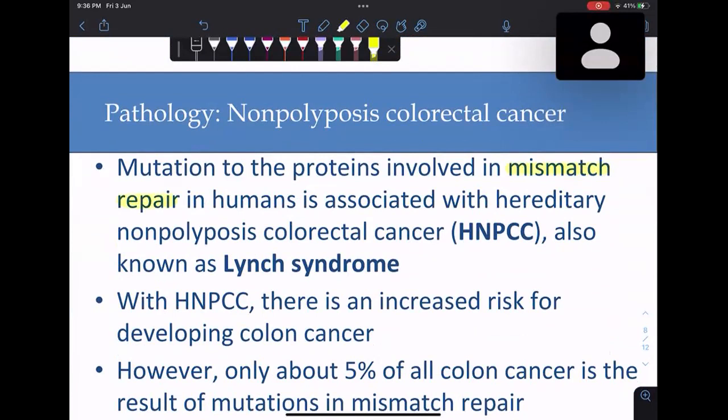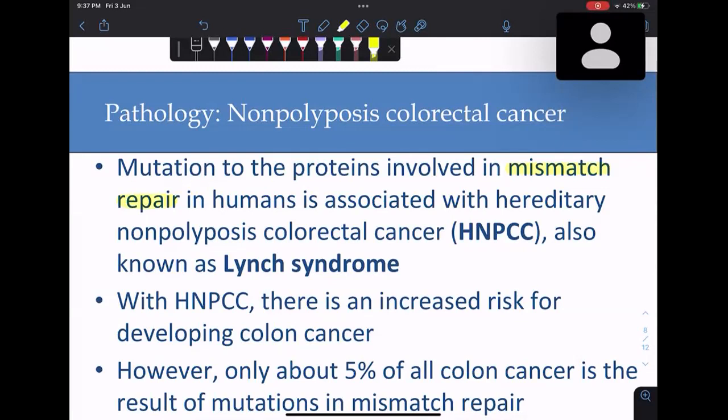These mutations accumulate and cause something called non-polyposis colorectal cancer, also known as Lynch syndrome. So basically in Lynch syndrome, these patients have polyps all over their colon. Inside their colon, it's filled with polyps, like thousands of polyps. You can try Googling this, try searching Lynch syndrome colonoscopy, and you will see thousands of polyps in the colon.